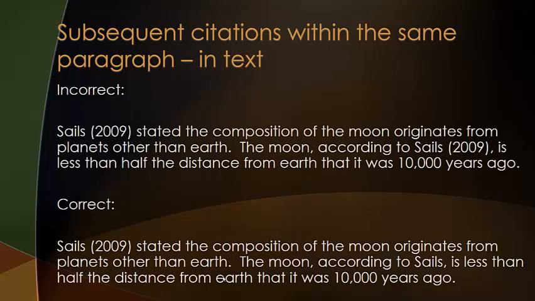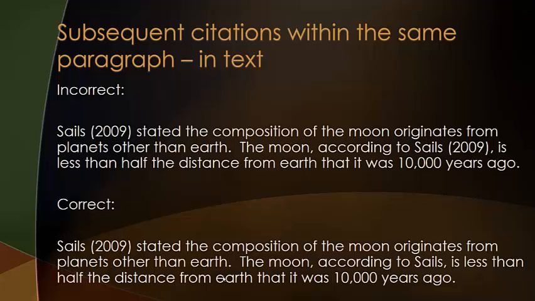So now let's talk about citing our source. Here we're looking at in text. If we want to use the same source multiple times within a sentence, okay? So we see the incorrect version first. Sells, parentheses 2009, stated the composition of the moon originates from planets other than Earth. The moon, according to Sells, parentheses 2009, is less than half the distance from the Earth that it was 10,000 years ago. The correct way, notice the difference here.